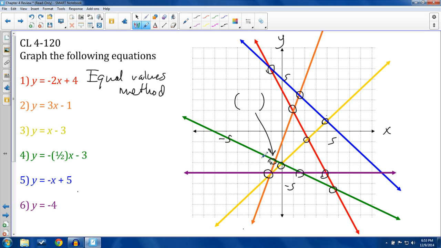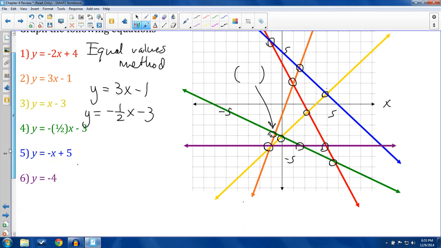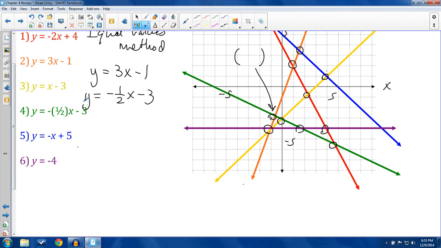But what I do know is the orange and the green equations. Y equals 3x minus 1 and y equals negative 1/2 x minus 3. Hey, you have to deal with fractions every so often. You might as well see it when I teach you it. Set 3x minus 1 equal to negative 1/2 x minus 3.